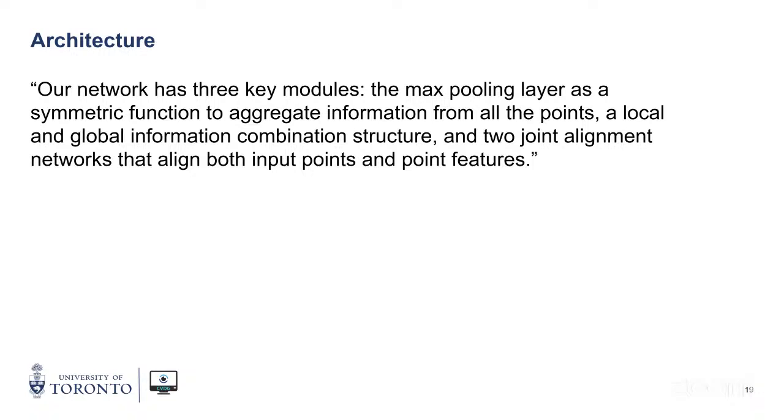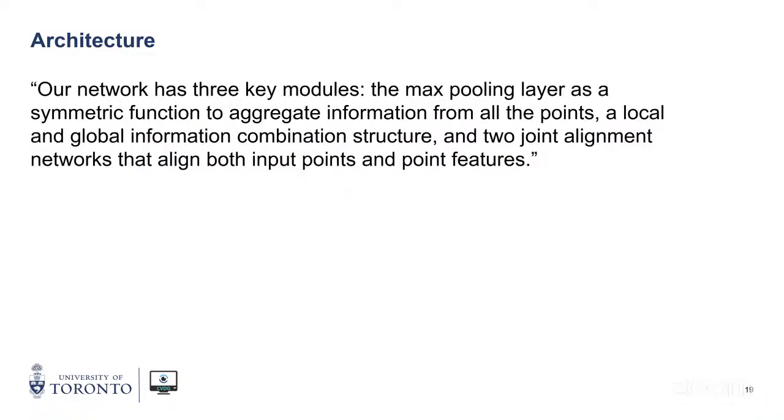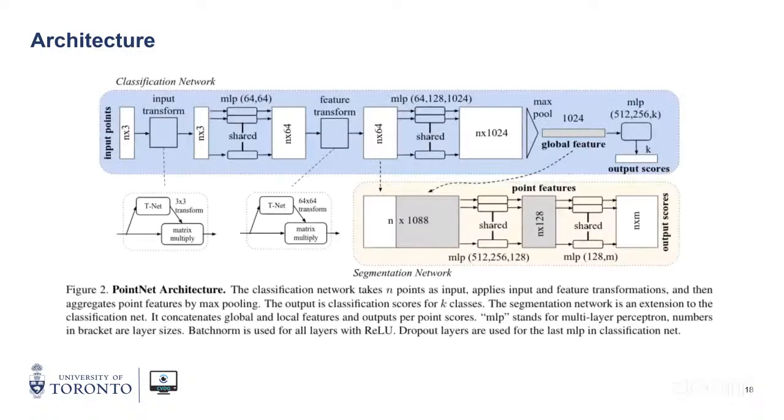Okay, so the authors say our network has 3 key modules: the max pooling layer as a symmetric function to aggregate information. So max pooling, or just a summation like we saw, is what might be able to give us permutation invariance. It says a local and global information combination structure. So this is not going to be used so much for classification, but that's this part, the beige here, for segmentation. So we don't need to worry about that too much. And 2 joint alignment networks that align both input points and features. So some stuff between here.